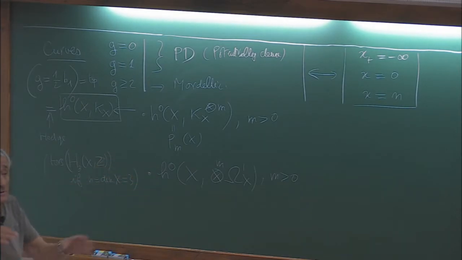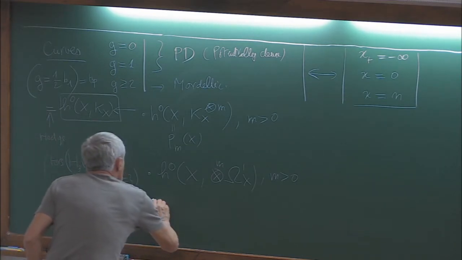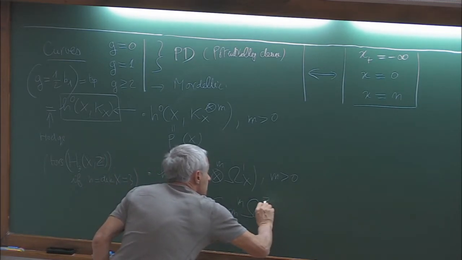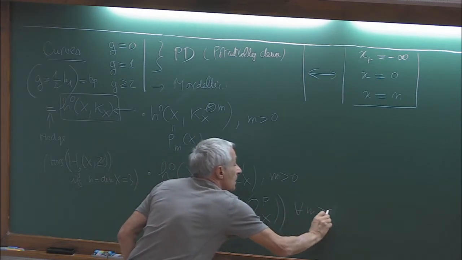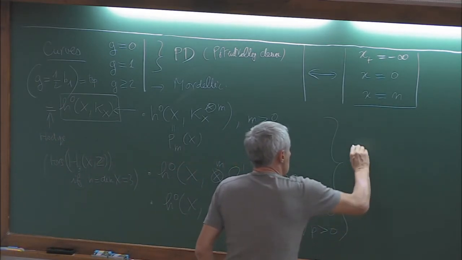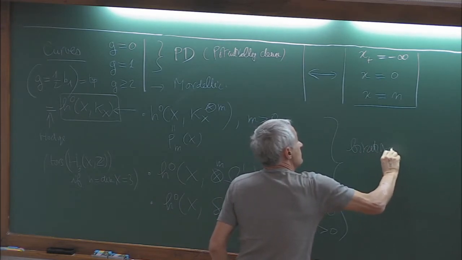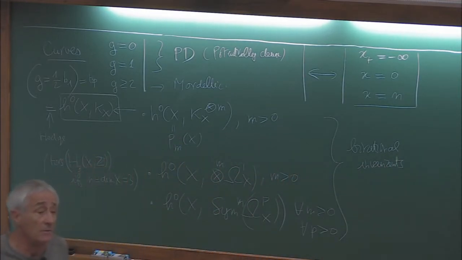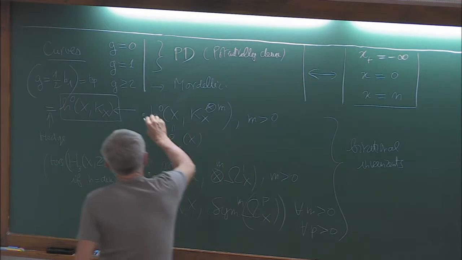We can construct lots of series of other invariants which are also of interest, for example H0 of X with omega p of X to the power m, for any m positive and any p positive. All of these invariants are birational. This is easy to show: it is just an application of Hartogs' theorem, that you can forget about the codimension two subsets if you want to compute the number of sections of such bundles.